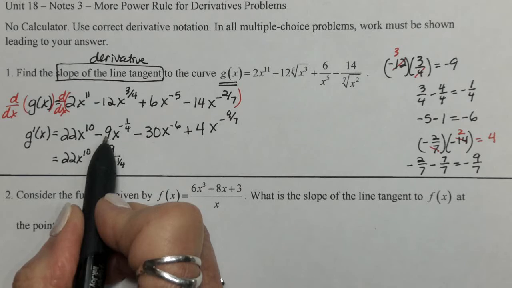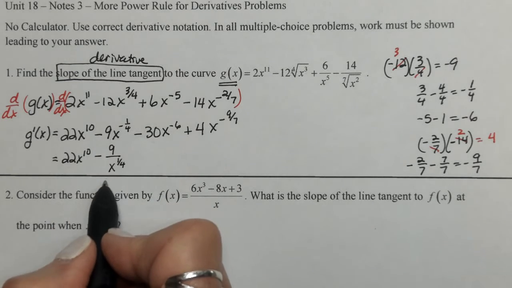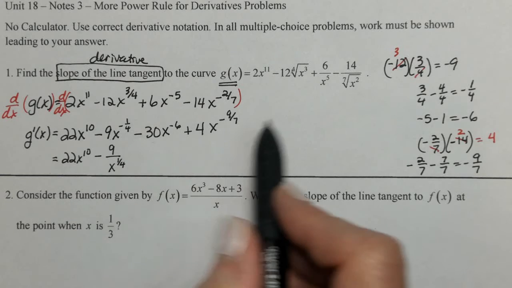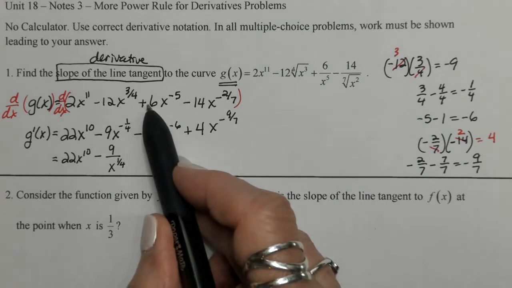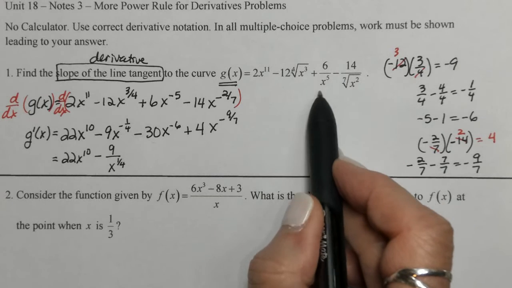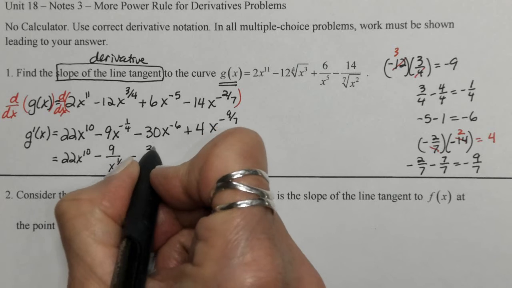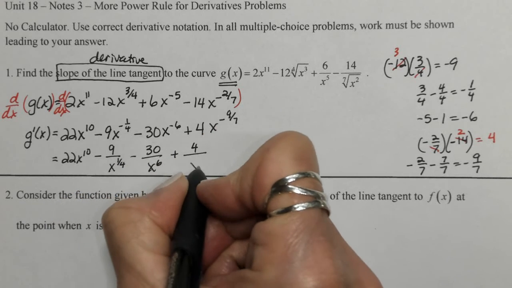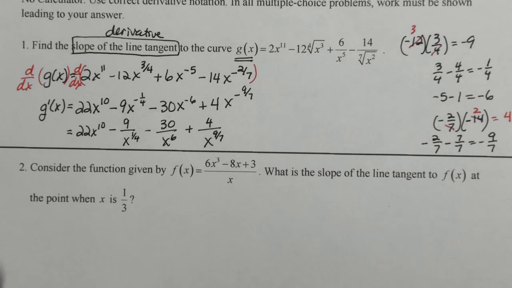Note that the 9 remains in the numerator. The 9 does not travel with the x to the denominator. It has to stay. Okay? Just like here, the x was on top, and it stayed on top when we brought the x to the 5th to the top. Okay? So this will be negative 30 divided by x to the 6th, and this will be a 4 divided by x to the 9/7. So one of those would be the multiple choice answer that would be correct.